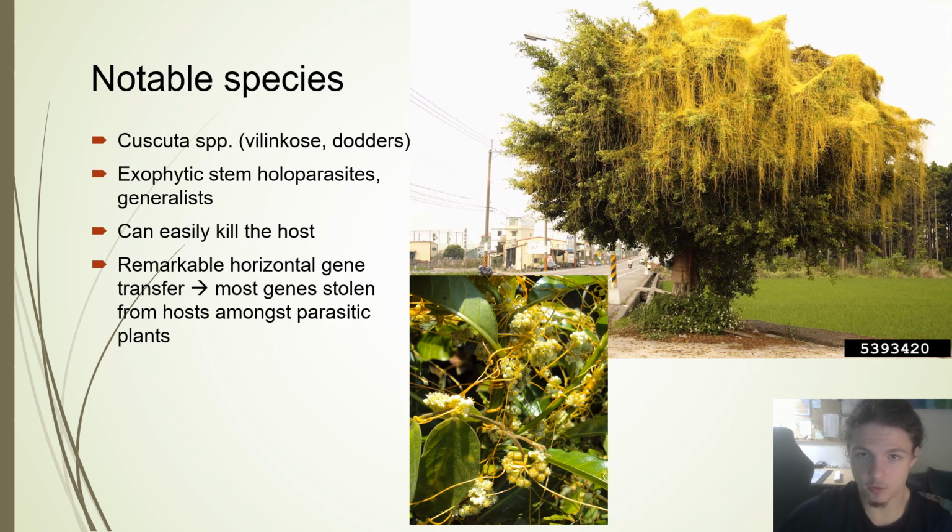The dodder, or any species in the genus Cuscuta, are exophytic stem holoparasites, and they generalize on a wide variety of hosts. They spread very rapidly throughout their host, and as a result they can easily kill it. Similarly to Rafflesia, they have a remarkable degree of horizontal gene transfer, which makes them a subject of study.